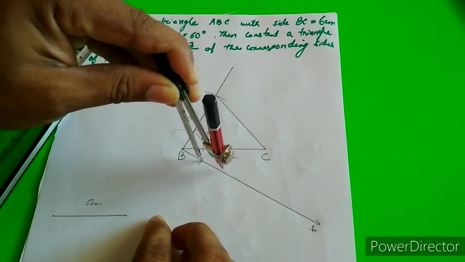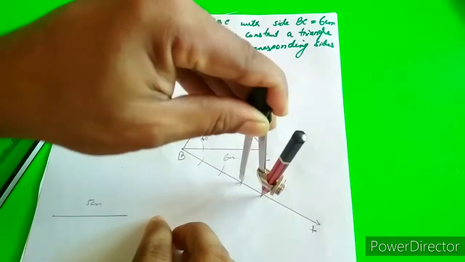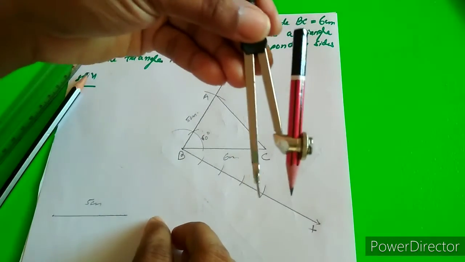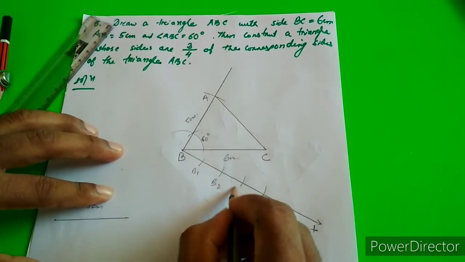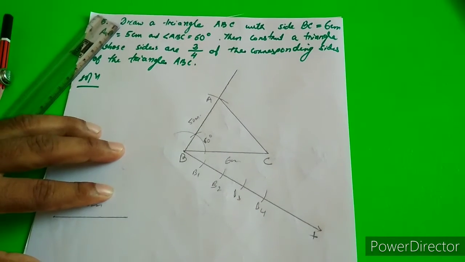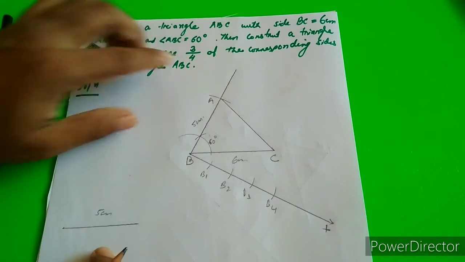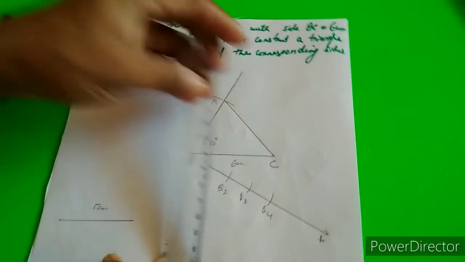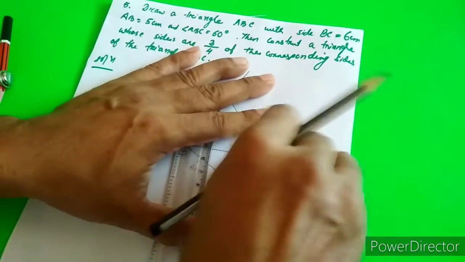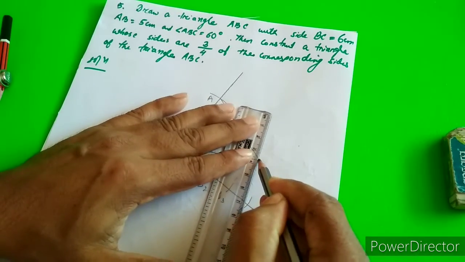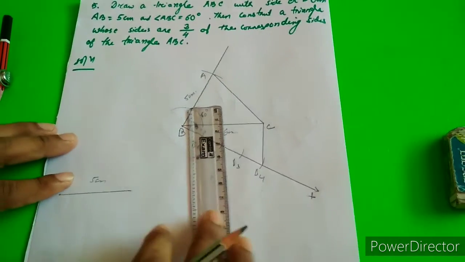Arc 1, 2, 3, 4, it should be of same measurement, okay? B1, B2, B3, B4. Now you see, my denominator is 4, so we join B4 to C. I mean B4 or C, join. Clear? This is C.